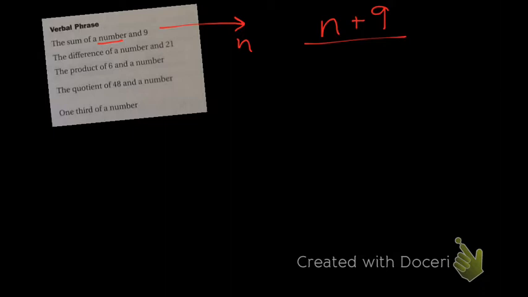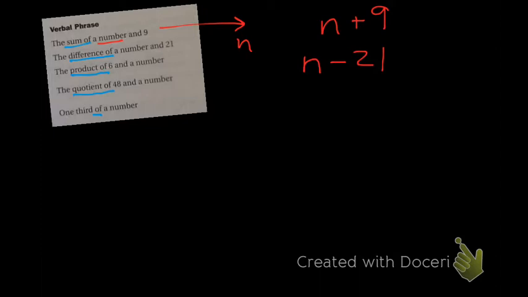The difference of a number and 21. Now this line might get confusing. It's not going to be a fraction, so I'm going to take that away. The difference of a number and 21 would be n minus 21. Okay? So we've got sum of, difference of, about to do the product of, the quotient of, and then this bottom one is just of. We'll get to that in a second. So, difference of a number and 21.